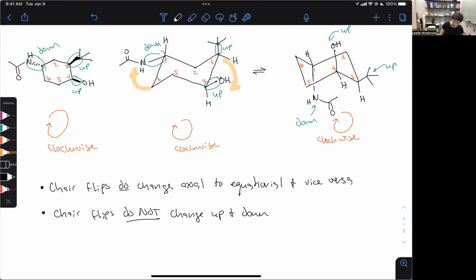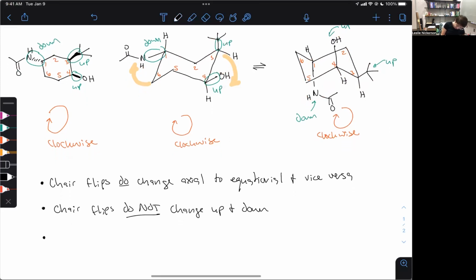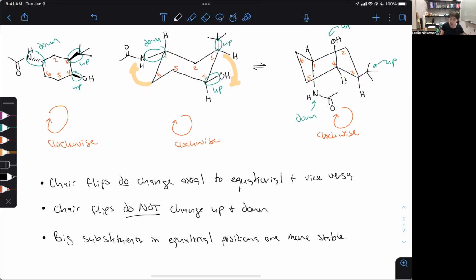Okay, and then the final point here is that the big substituents in equatorial positions are more stable. Okay, and I would really recommend building a model for that. Models are just a little bit weird in Zoom, but if you build a model and do a chair flip where you have a big thing like a tert-butyl group axial and then flip it to be equatorial, you'll see how much more room that tert-butyl group has. So that's going to be much more stable.